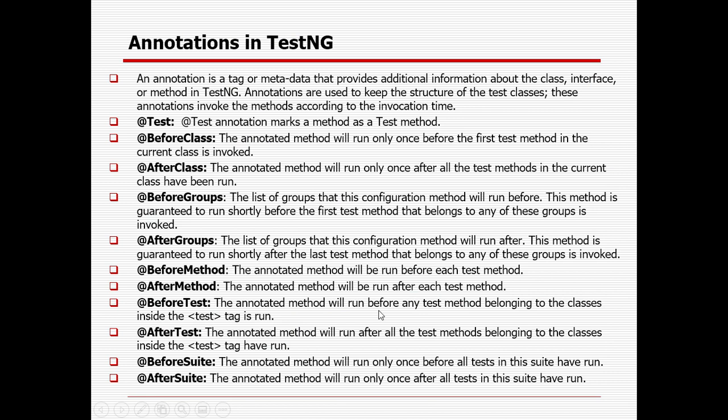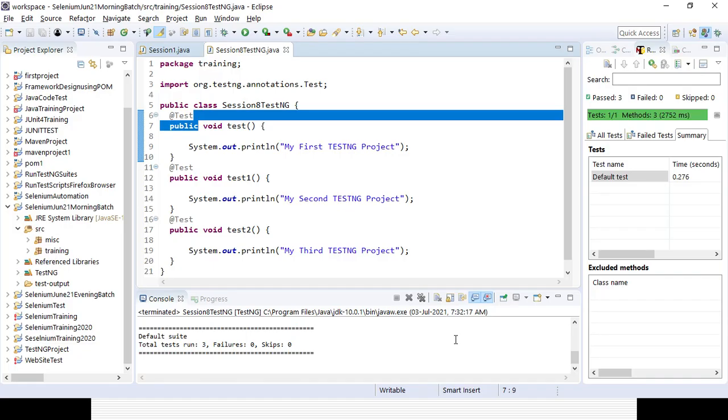Before suite, it will run only once. In case you are having multiple classes, it will run only once for all the classes, because in TestNG there is a provision to run multiple classes from multiple packages. But before suite will run before anything starts, and after suite will run after everything is completed from that particular project, right? So let's try to implement it, some sort of before suite, after suite, like that.